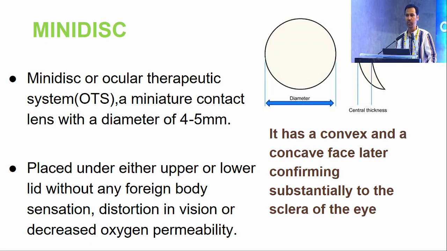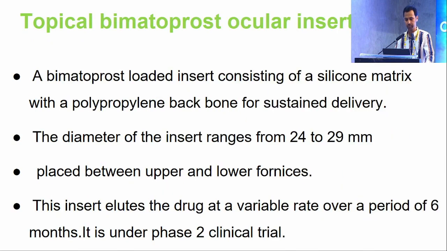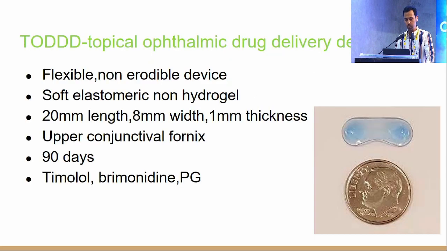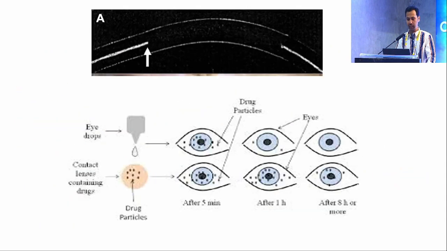These can last up to a few weeks to months. Then the bimatoprost ocular insert, I think already discussed. This is a ring shape placed in the fornix. It stays there for a few months, slowly eluting the drug. Then you have this TOD, the topical ophthalmic drug delivery. It is like a contact lens made up of hydrogel, placed under the upper conjunctival fornix.